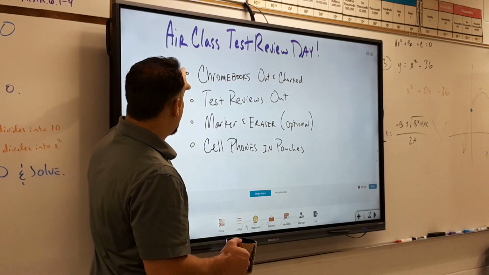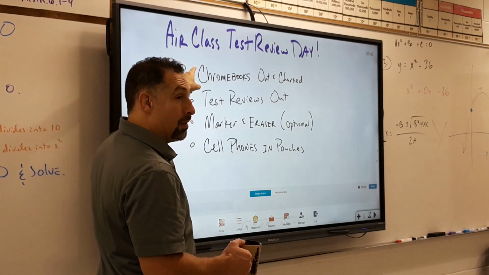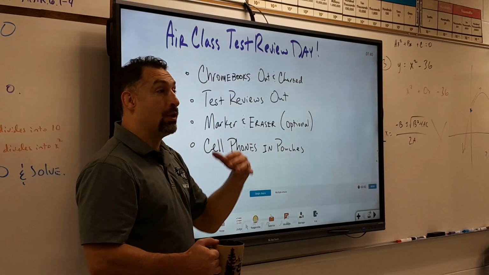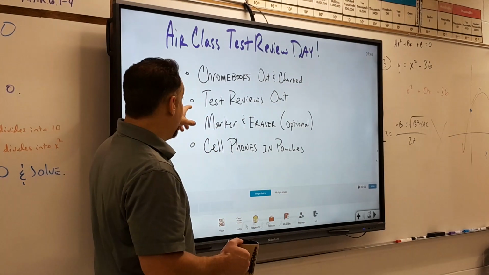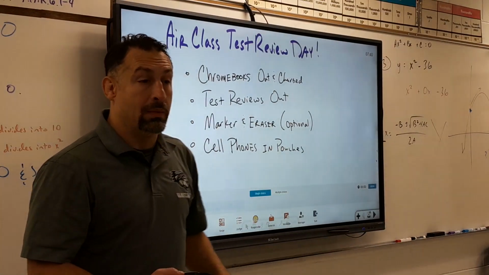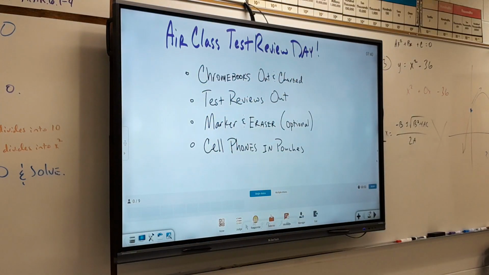So, crow out in charge, be in the air class. Test reviews, have those out with a pencil and paper so you can add notes to it. And then if you want to use a marker and eraser, you can. And make sure your cell phones are put up. We'll be ready to rock and roll here in a second.